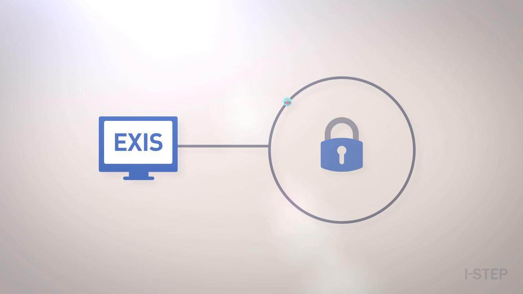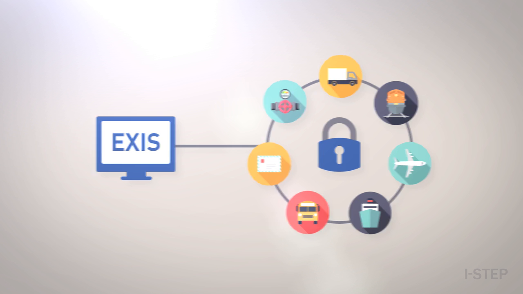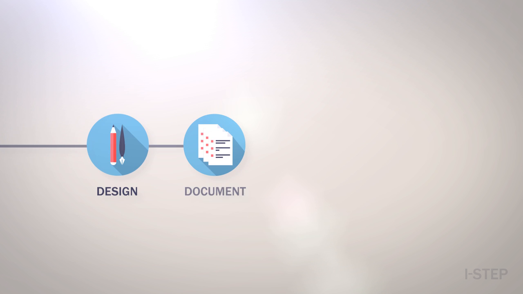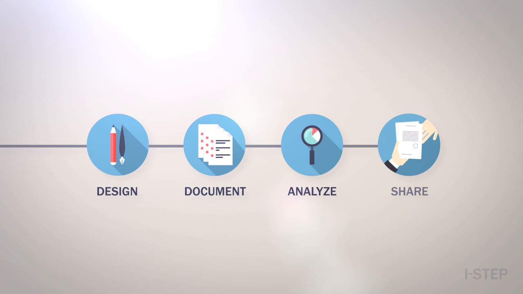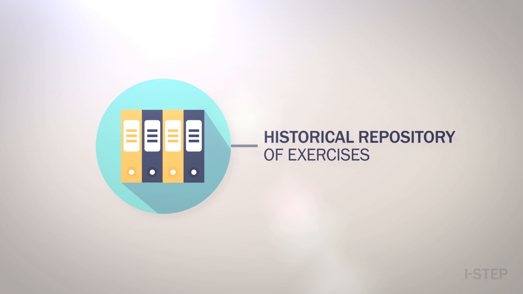EXIS improves the security posture of all transportation modes by empowering security partners with the tools to design, document, analyze, and share exercise information while also enhancing transportation security and personnel. The system empowers all transportation organizations to conduct I-STEP exercises, regardless of their expertise or resources. EXIS also serves as a historical repository of exercises.